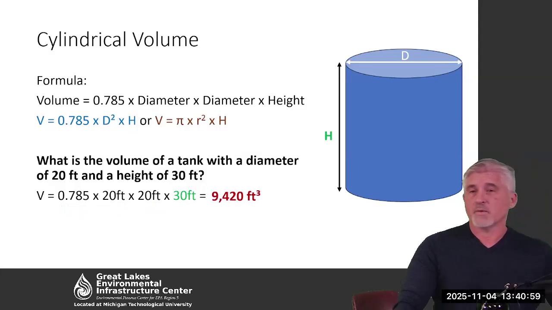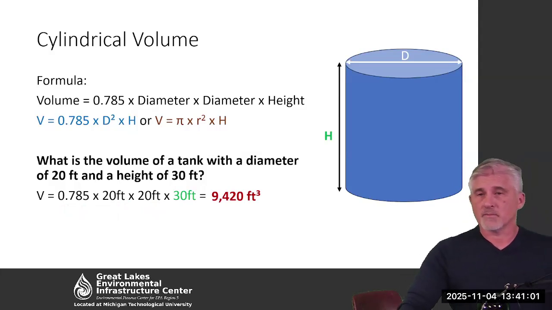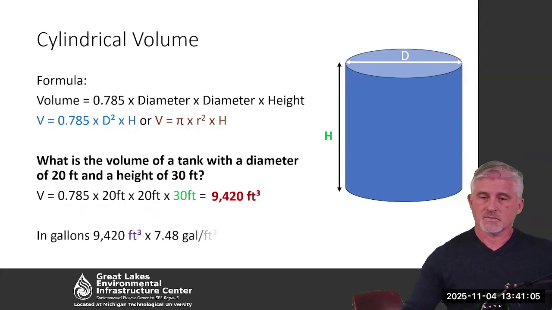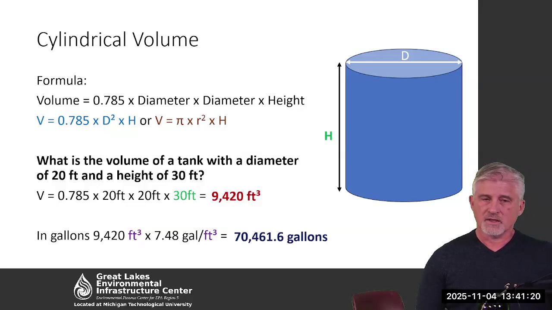So what if we wanted to know how many gallons are in that? We just take our 7.48 gallons per cubic foot conversion factor. Note that the cubic feet cancel out; it's just going to give us gallons. So if we multiply 9,420 by 7.48, we get 70,461.6 gallons.